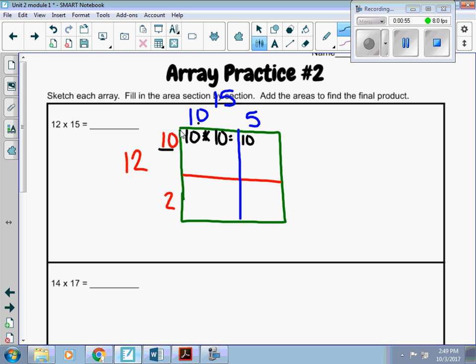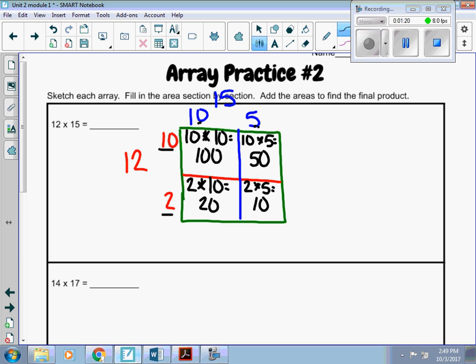So I'm going to do 10 times 10, which is 100. And the second row has a 5 on top. So 10 times 5 is 50. And then when I go to the bottom row, there's a 2. So both of these are going to have a 2. And then I go back to the top. This one has a 10 on top. 2 times 10 is 20. And this one has a 5 on top. So 2 times 5 is 10.